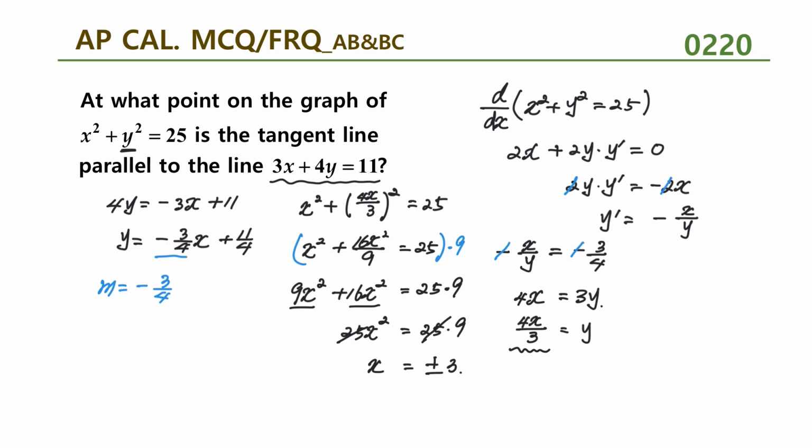When x is 3, y is then 4 times 3 over 3, which is equal to 4, right? So the point is (3, 4). And when x is negative 3, then y is equal to 4 times negative 3 over 3, which is equal to negative 4. So when x is equal to negative 3, the y coordinate is negative 4. So we have 2 points where the tangent line is parallel to this line: (3, 4) and (negative 3, negative 4).